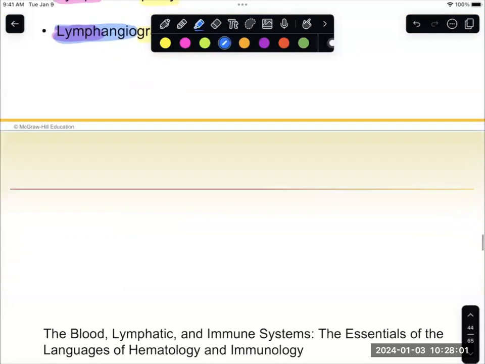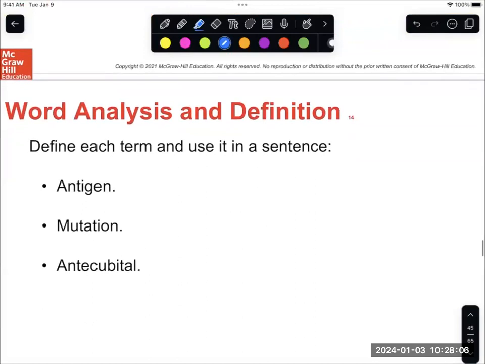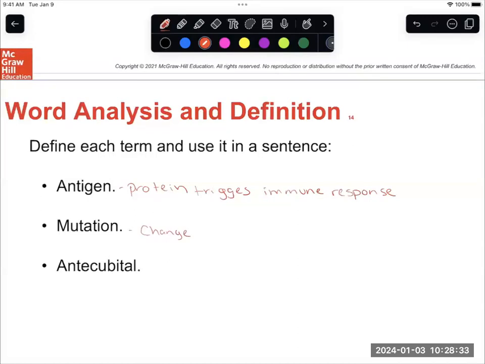So let's go into the immune system. So that antigen, I had mentioned it before, that antigen is that cell surface marker. It is a protein, technically, that triggers that immune response. A mutation is a change in that chemistry of that gene, or a change in that DNA.